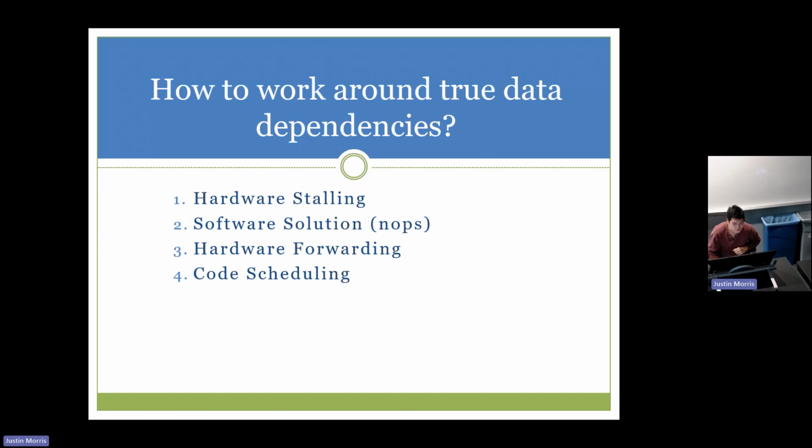And then the fourth solution is again software, it's code scheduling. So rather than inserting no ops, the compiler's job is to figure out where are some independent instructions that I can execute in the meantime and reorder them such that rather than stalling, I'm actually doing something useful while we wait for the dependent operation to finish.